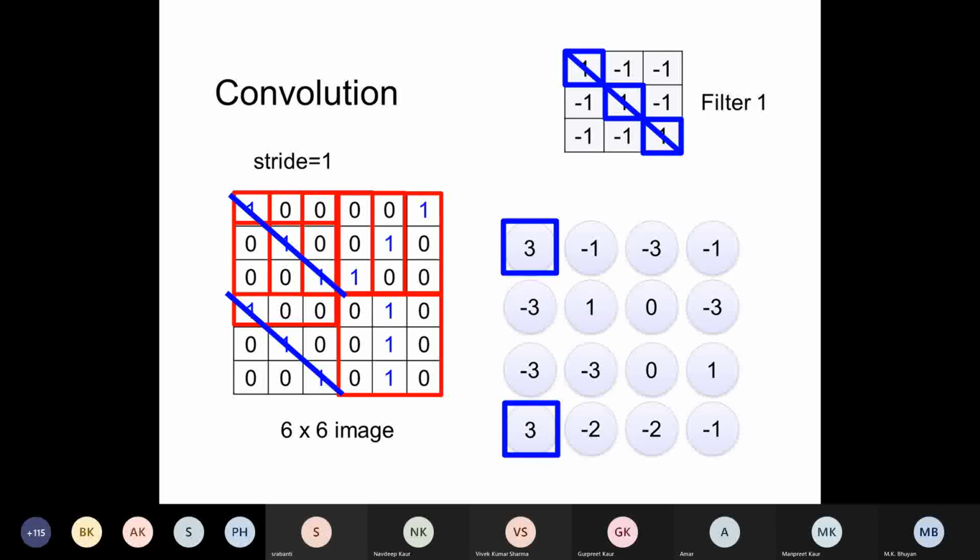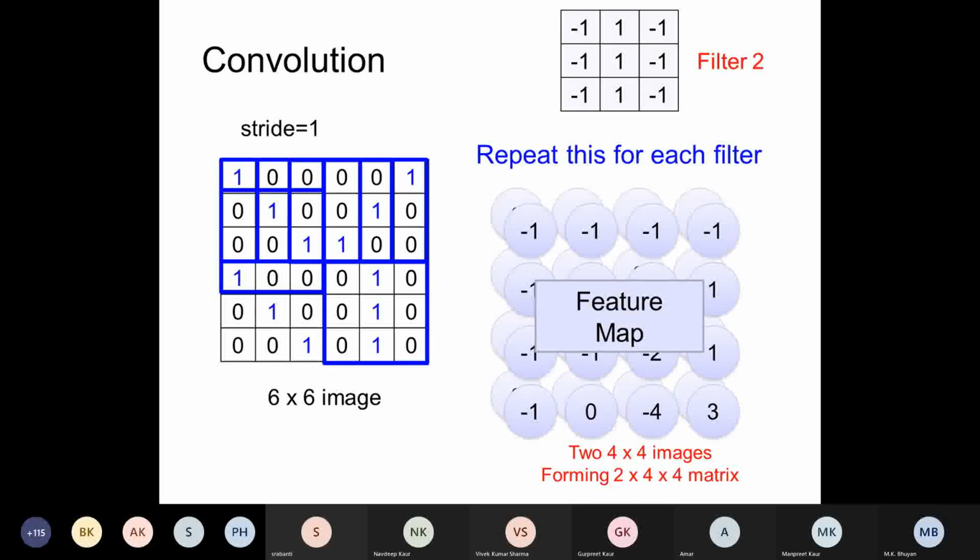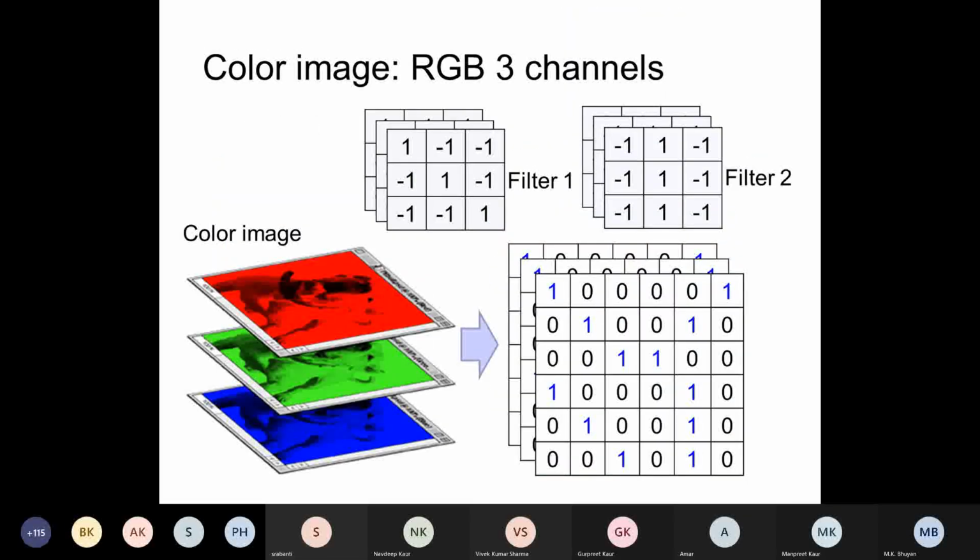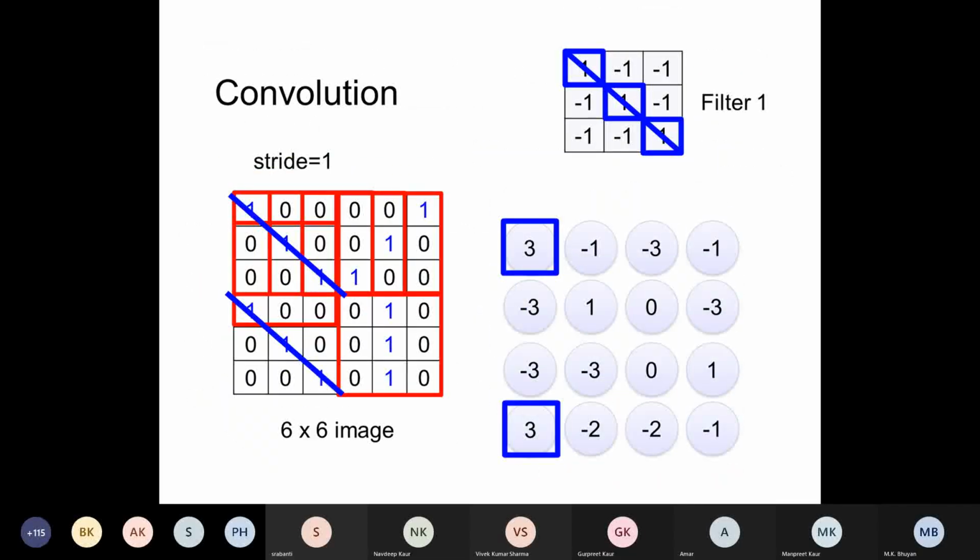So like this, with stride 1, I will be getting the feature map corresponding to filter 1. You can see this filter can determine the diagonal lines. Filter 1 can determine the diagonal lines, and you can see the response. The response is 3 and 3, that is maximum, corresponding to the diagonal lines. So that means it can extract the information of a diagonal line present in an image.